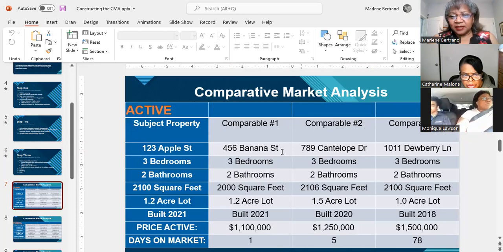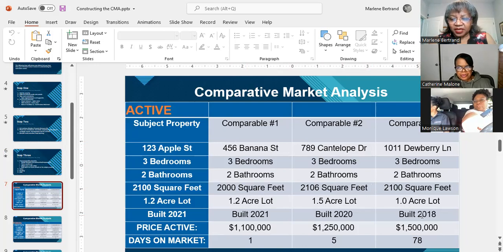They're all within a mile and a half of the subject property. 3 bedrooms, 2 baths. One is 2,000 square feet. Another is 2,100. Another one is 2,106. So they're all pretty similar. As far as the lots, they're all pretty similar. You can see 1, 2, and 3. They're all built within the same decade pretty much.